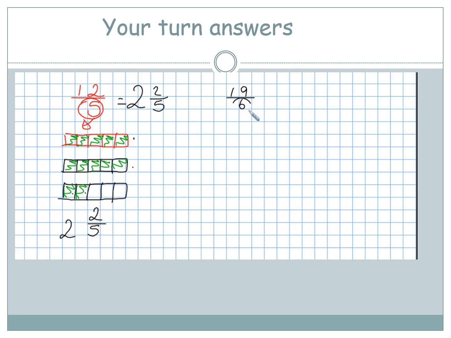So let's do the same thing with 19 over 6. So it's the same thing. You've worked out your denominator is 6, and then you're drawing your bar model of 6. That's your denominator. So you keep going until you get to 19. So that's 6. That's 12.